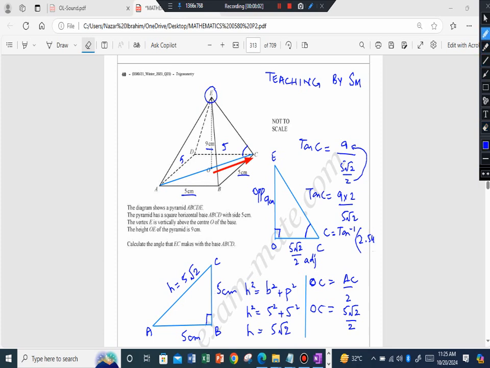So 2.54 and 5. Calculating tangent inverse, we get 68.55. So the angle which the side EC is making with the base ABCD is 68.55. See, it's easy. So let's go to the next question.